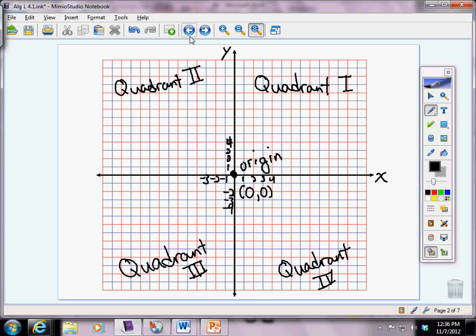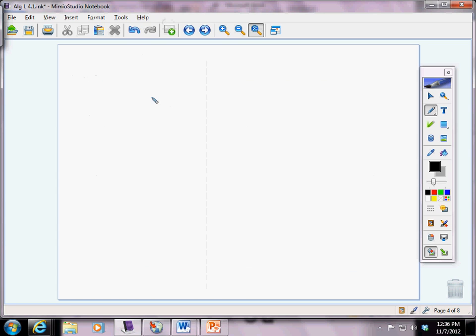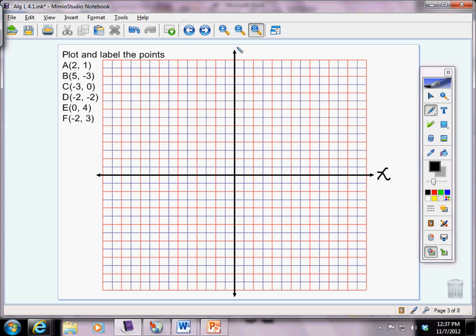Now, if we want to talk again about these ordered pairs, if you look at this example here, this says plot and label the points. A is the point 2, 1. Now, when we talk about points, we have our x coordinate, and I'm spelling that totally wrong, I'm sorry. And our y coordinate. So when we talk about values, this is our x value and this is our y value, and it corresponds to our x-axis and our y-axis.